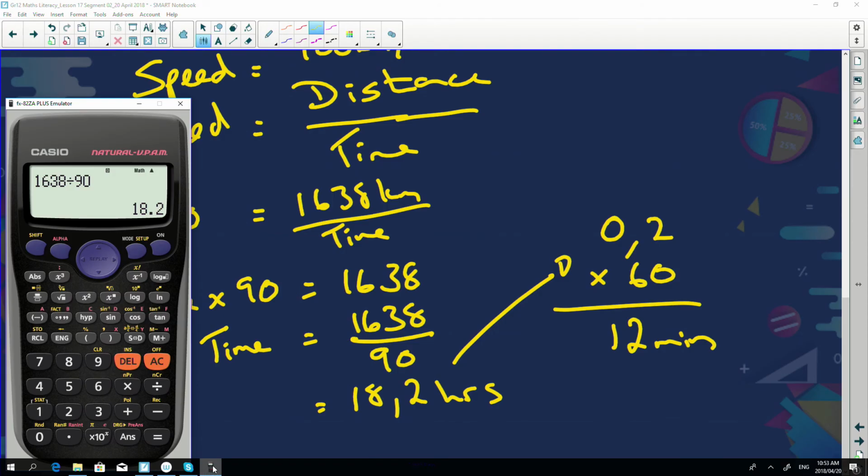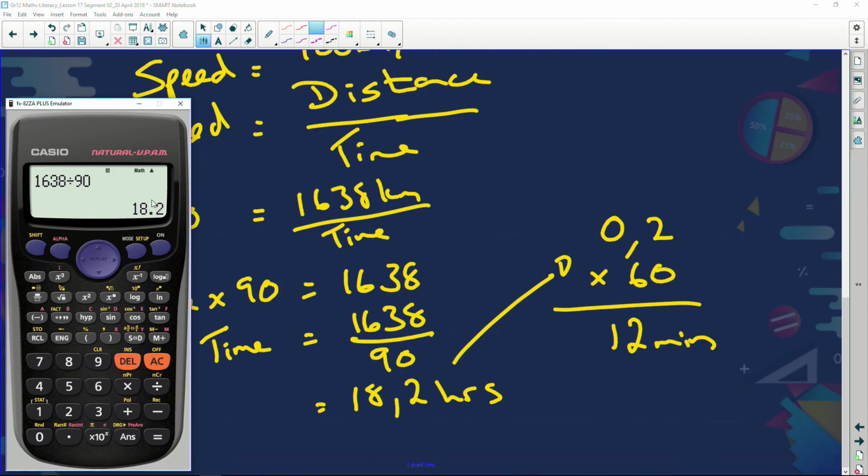Now, I want to show you how you do that on your calculator. Can you see I've got 18.2 as my answer? Well, look what happens when I push my time button. And we've spoken about this time button pretty often in this series. When I push my time button, look what I get: 18 hours, 12 minutes. Exciting stuff. But that's not where my answer is going to end.